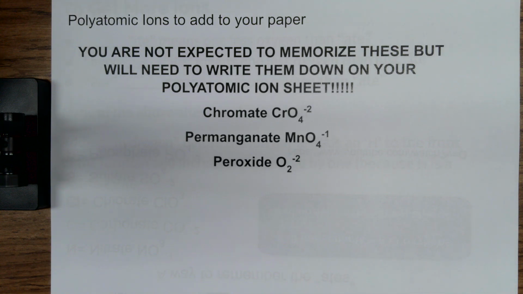Now you may have noticed a lot of your ions are very similar. Like nitrate, there's nitrite. There was chlorate, there was chlorite, and there was hypochlorite. Is hypochlorite one of the ones you have to memorize? I believe it is. Where's my sheet at? Here we go. Yeah, hypochlorite, chlorite, chlorate, and perchlorate. Yep, I'm not crazy.